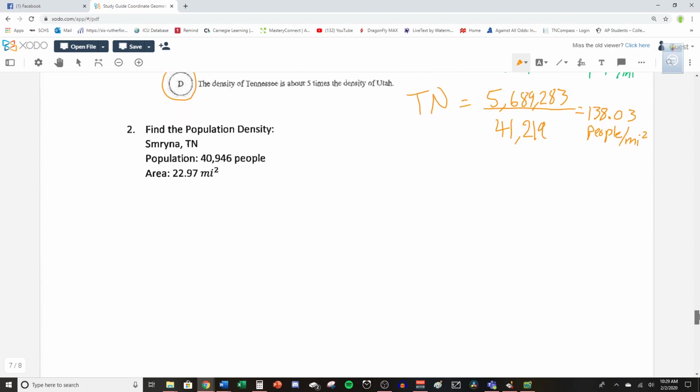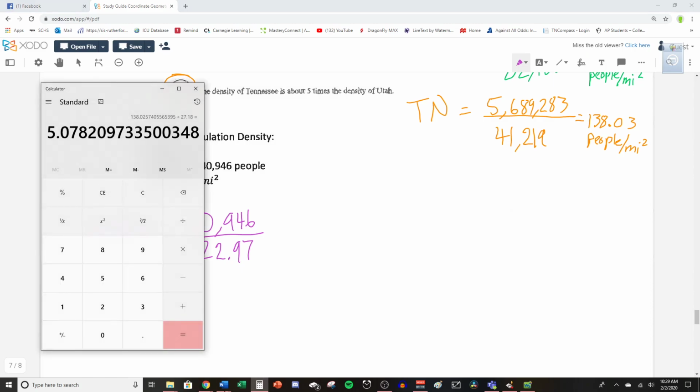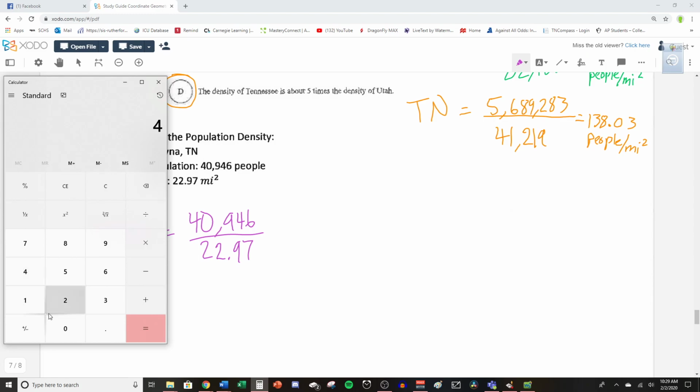Lastly, find the population density of Smyrna. So we'll do Smyrna. We'll use purple for that. We're going to do 40,000. So this is for Smyrna. 40,946 over 22.97. So that's the total square miles of Smyrna. So this won't be a huge number. Well, maybe it will be. This is going to be 40,946 divided by 22.97.